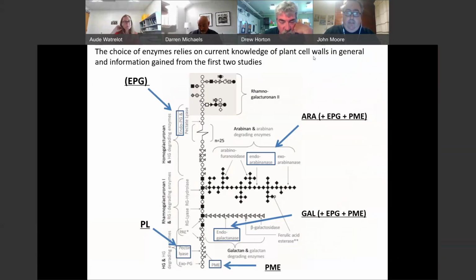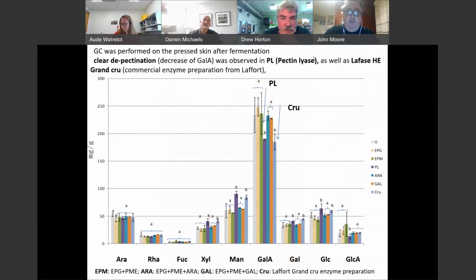And here I'm going to skip over this because this just shows where the enzymes act on the cell wall polysaccharides. Our main result showed that pectin lyase had a dramatic effect on the galacturonic acid levels, and Grand Cru, but not the other enzymes.